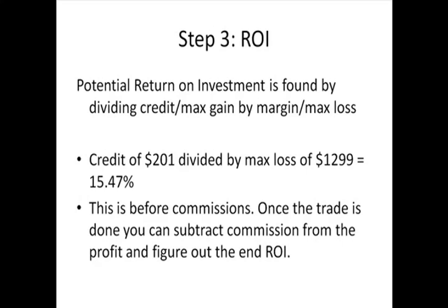So basically, there's 3 steps. Number 1, what is the credit? Step number 2, what is the max loss? And then step 3 is dividing the credit by the maximum loss. That gives you your potential ROI.